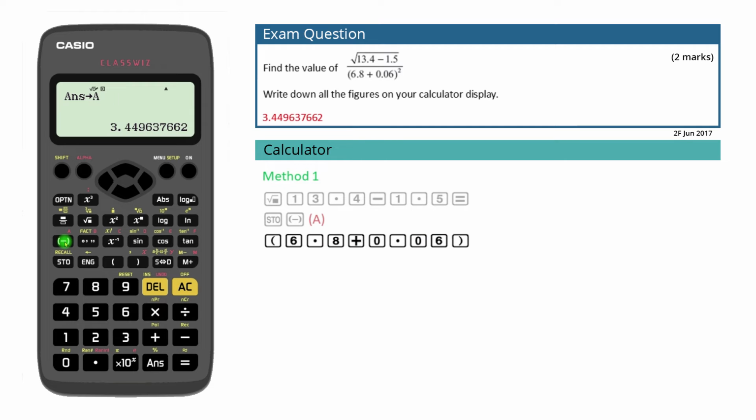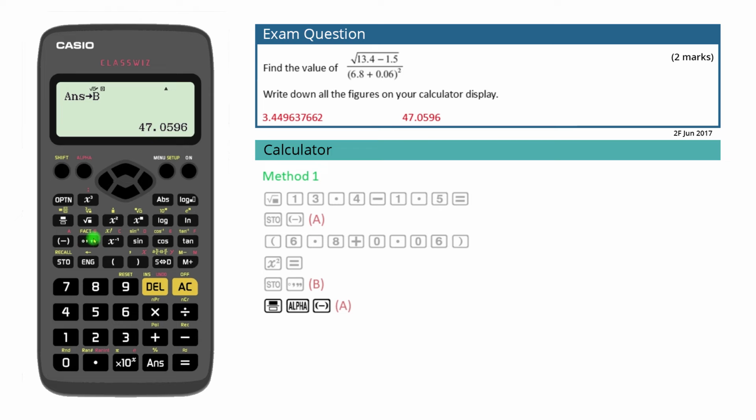Now we will calculate the denominator. Press the bracket and enter 6.8 plus 0.06 and close the bracket. Then press the x squared button to square the bracket. Press equals and again write the value of the denominator on your question paper. Once again, you'll need this value, so press Store and this time choose Memory B.